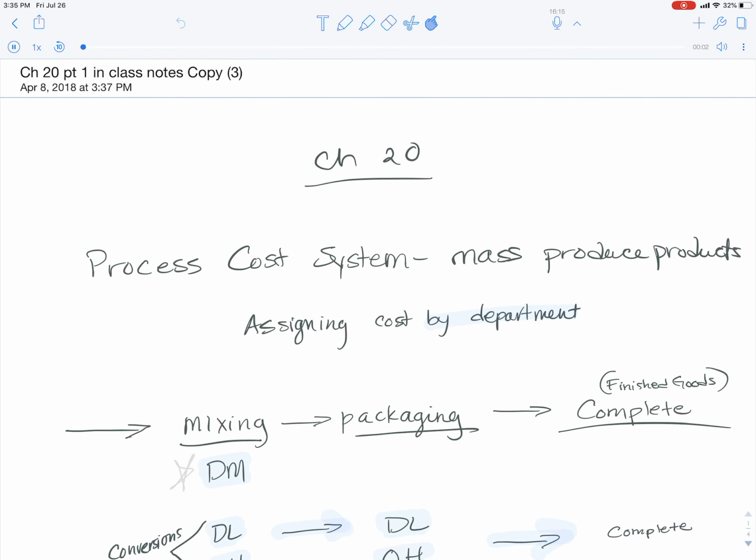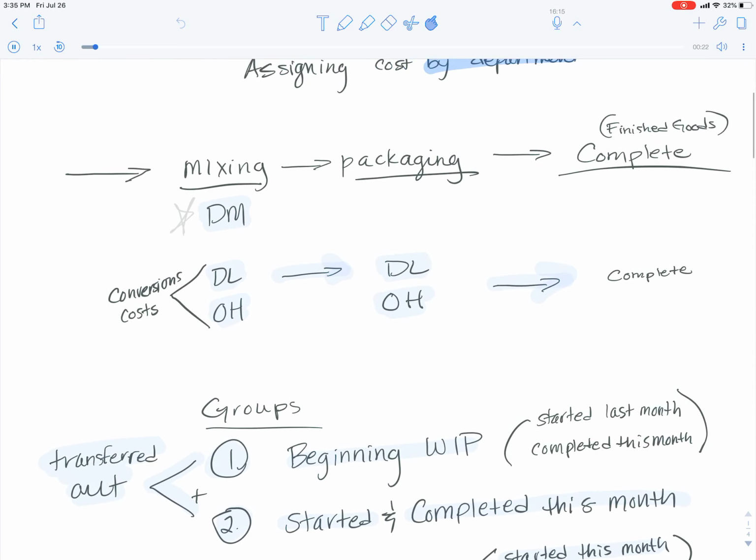So today's lecture is on Chapter 20, which is on the process costing system, which is for those companies who are mainly mass-producing products like ice cream. So by now you should have watched the video about a process costing manufacturing company. And this company will be assigning costs by department. So what we'll be focusing on is what has moved between departments.